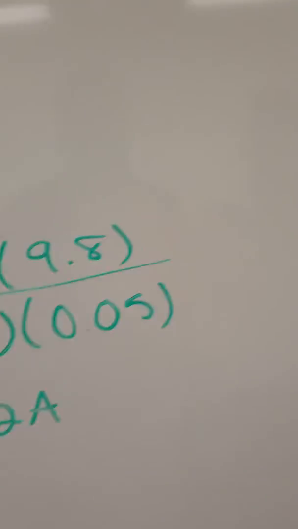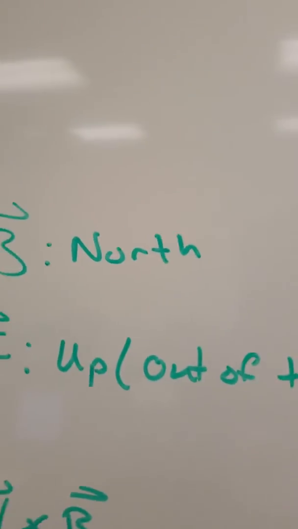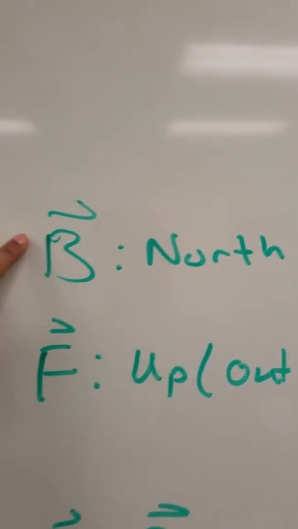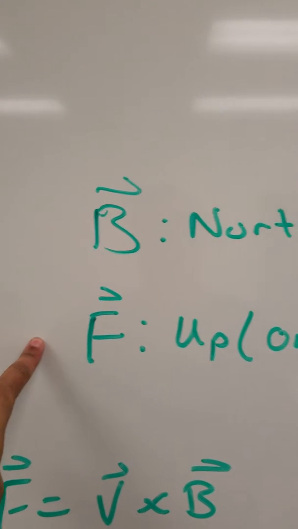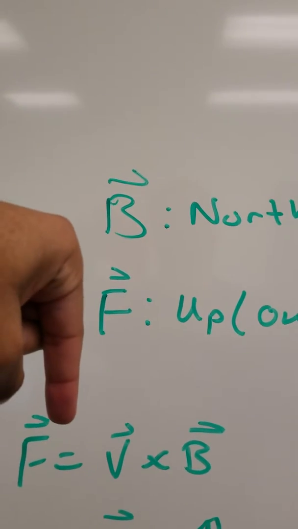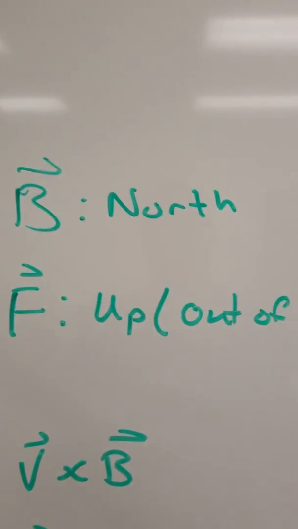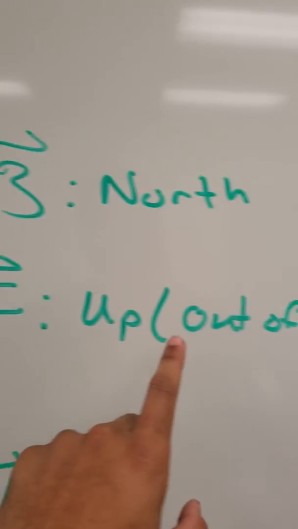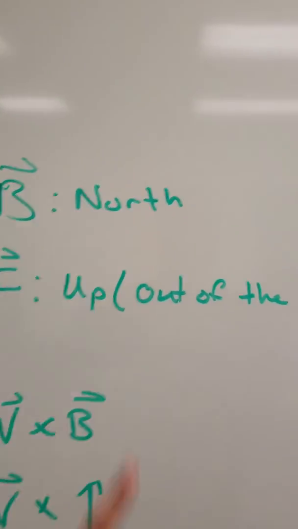Now we have to figure out what direction that is. So the problem tells us that the magnetic field is to the north, and if the wire is levitating, the force due to gravity is always pointed downwards. So the wire would have to experience a force upwards to counteract the force due to gravity. And upwards in this case just means out of the page or perpendicular to the magnetic field.